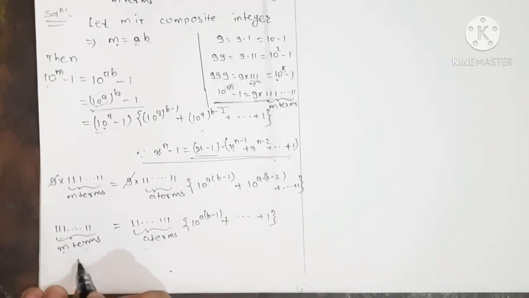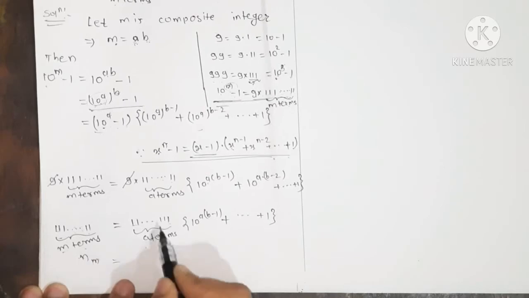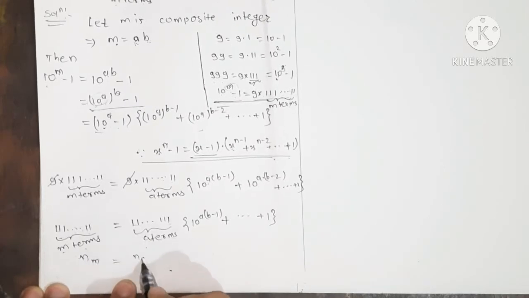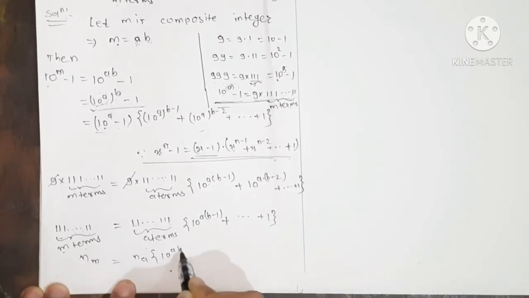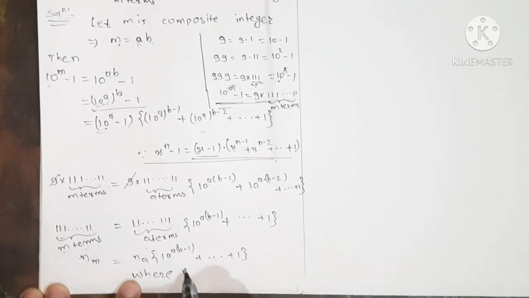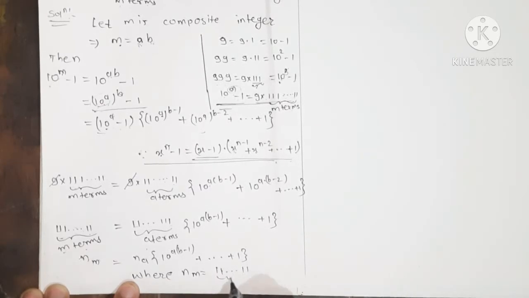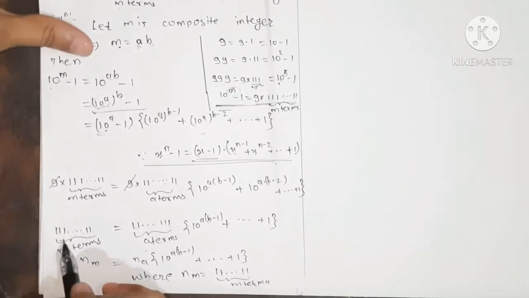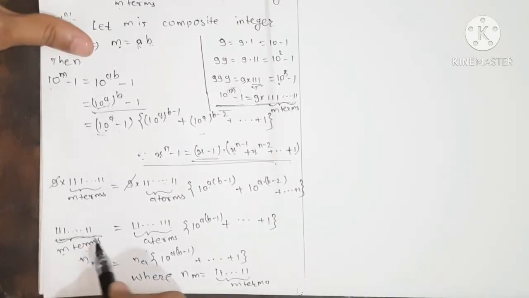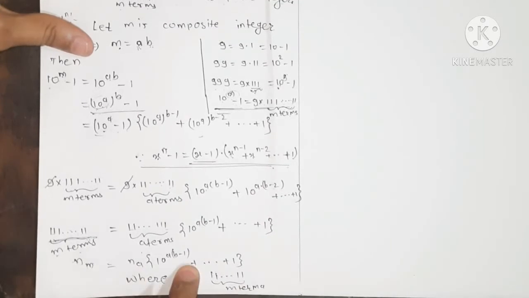Now we write this as nm, that is number of 1 is m times, number of 1 are a times into 10 to the power ab minus 1 plus and so on plus 1, where nm is equals to 1 1 up to 1, this all m terms. Now see here, this m terms of 1 is written as na into this bracket.